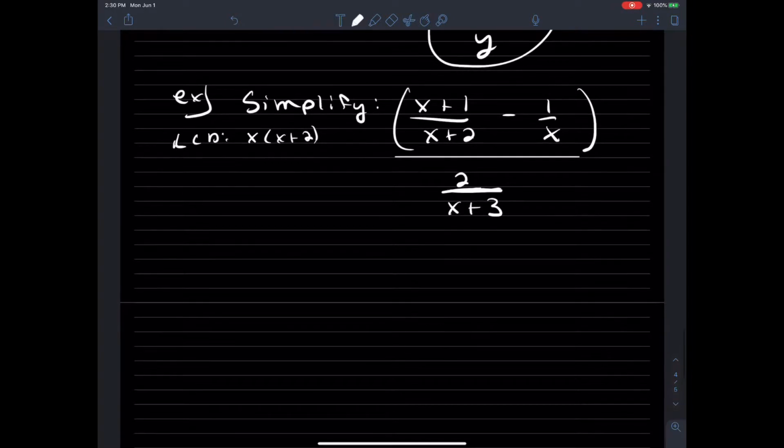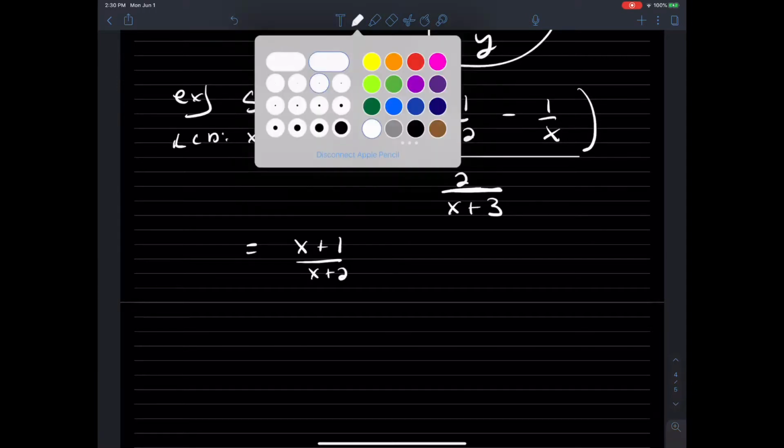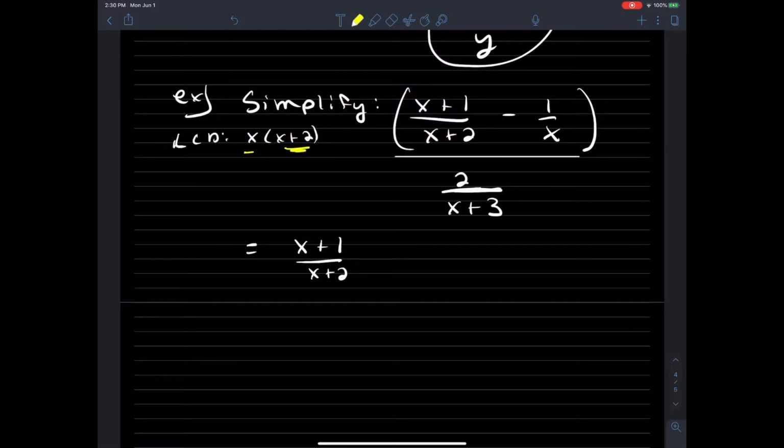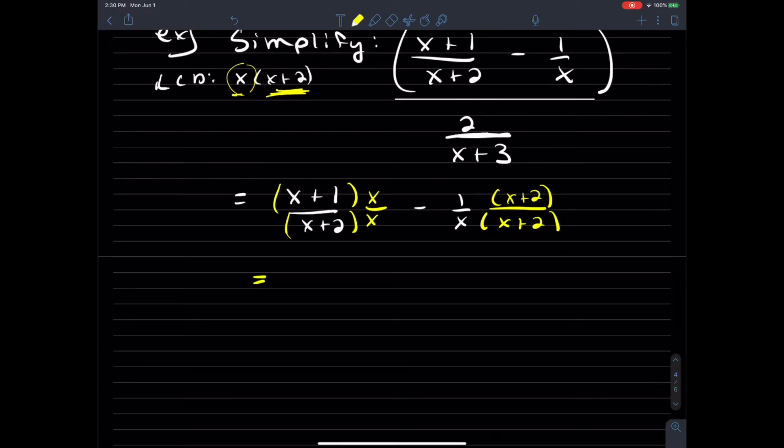So finding that common denominator, x plus 1 all over x plus 2 is already there. And what am I missing? I have an x plus 2. I need an x. So I'm going to have to multiply it: x over x. And then the minus 1 over x is there. And what am I missing? I have the x. I need the x plus 2. x plus 2 over x plus 2. And then I'm going to multiply. I have my final answer.